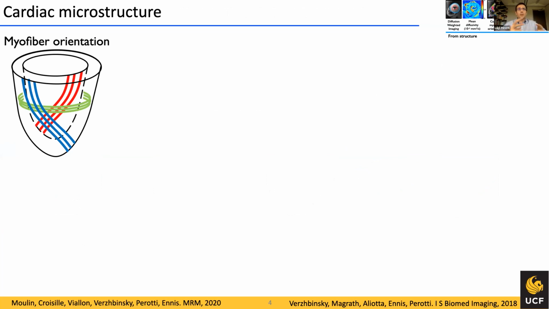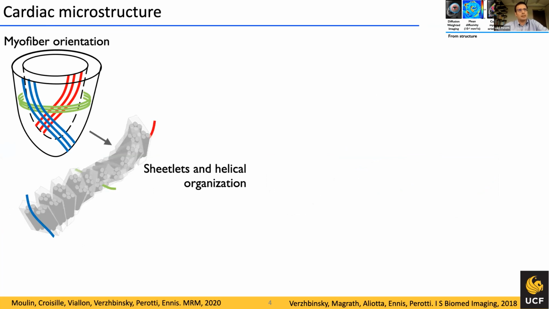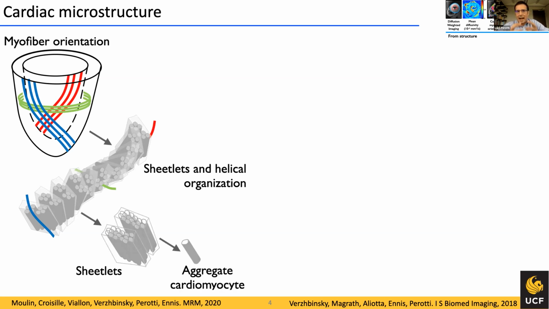If we want a simplified view of cardiac microstructure, we can think about the aggregate cardiomyocyte, or preferential direction of the cardiomyocytes, which are the cells that build the heart. We're focusing on the left ventricle, which I'm showing here in a schematic. The aggregate cardiomyocytes change orientation in a helical fashion, going from the outer wall to the inner wall. If we look a little closer, these cardiomyocytes are organized in sheetlets. And if we go down, what we can measure with MR is aggregate cardiomyocytes.